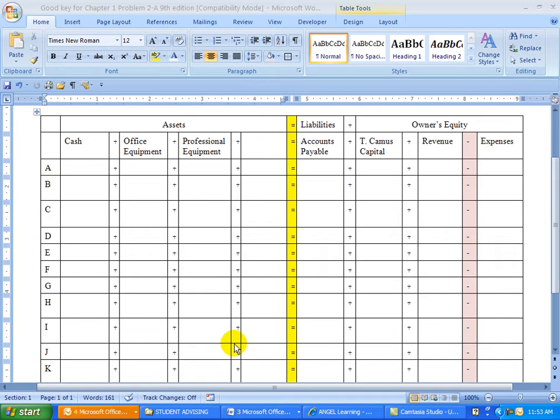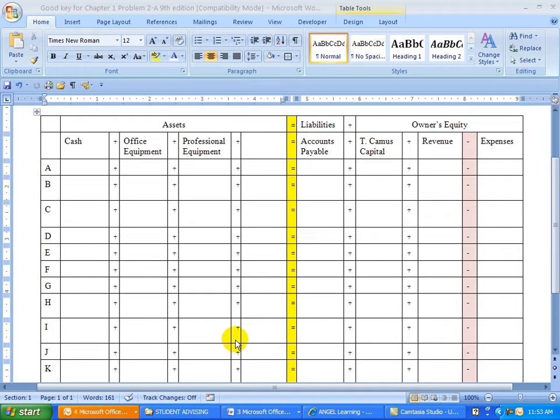Hi, this is problem 12A that starts on page 28. So I'm going to go through those transactions A through K, again doing them fairly rapidly, knowing that you can pause at any time to catch up with me when you do your writing.